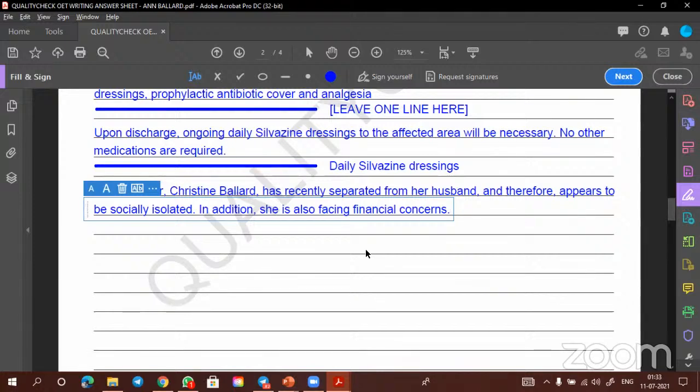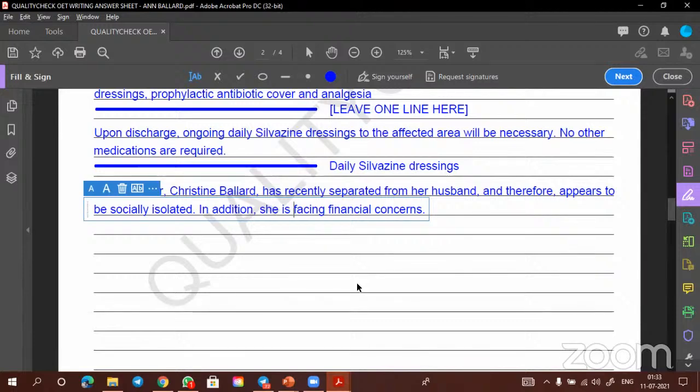And she is also facing, in addition is there, so no need for "also" here. If you write "in addition," no need for "also." If you write "also," no need for the other. Vice versa, any one you can use. In addition or additionally, she is facing financial problems.